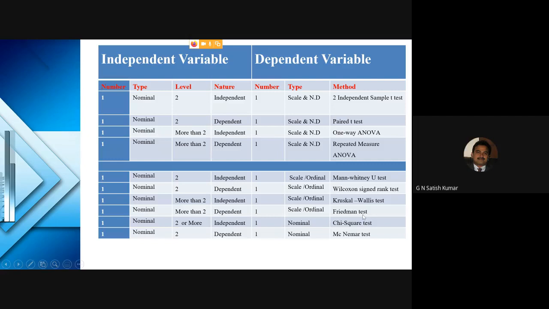McNemar? McNemar nothing to do, madam. McNemar, Friedman, nothing to do, because McNemar is nominal data, exactly two levels. Okay. And Friedman test is a scale data. Scale or ordinal data. Okay.